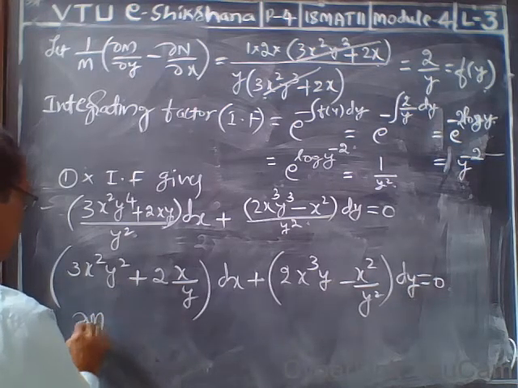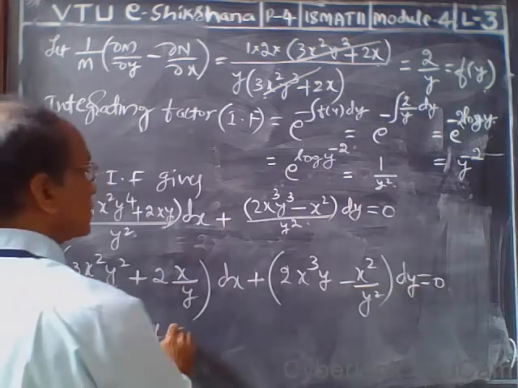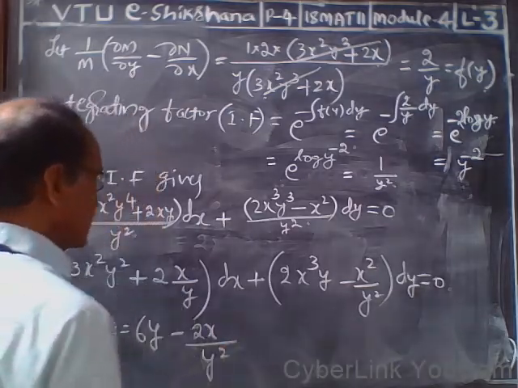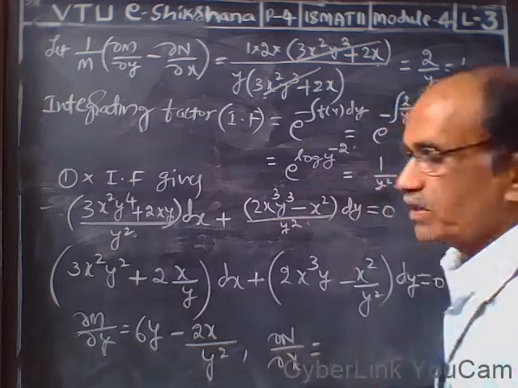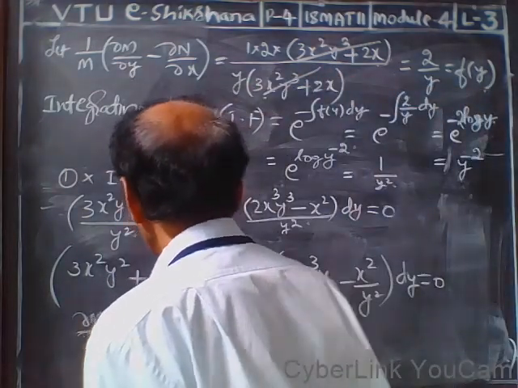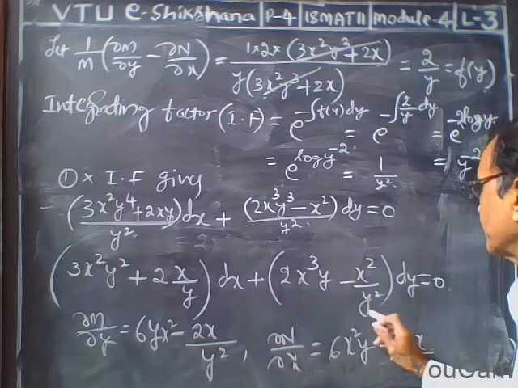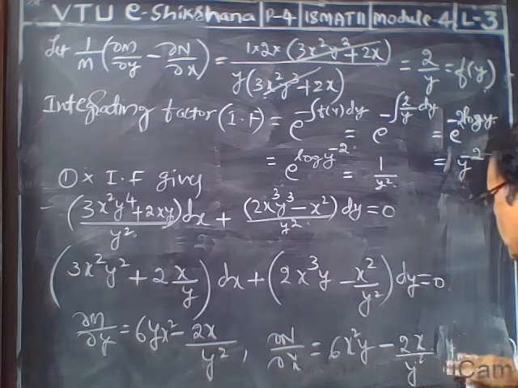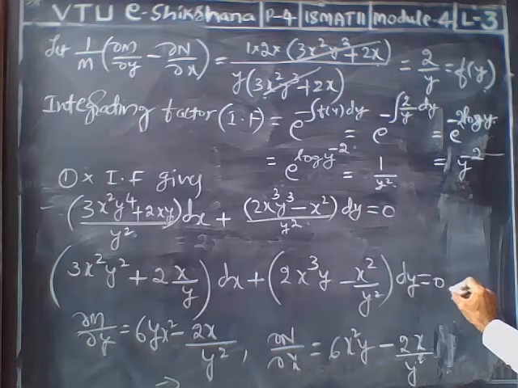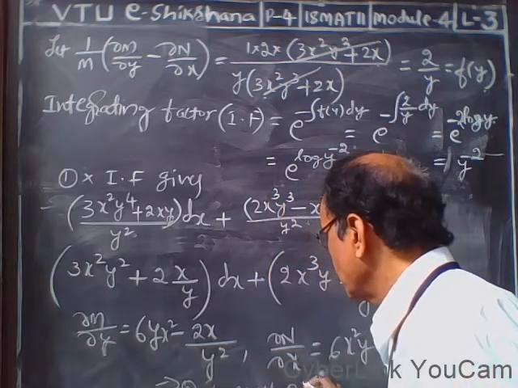Now, what is del M by del y in this case? Del M by del y is equal to 6y minus 2 times y to the power minus 1, that is minus 2x divided by y square you are getting. Then del N by del x gives with respect to x, 6x square y and minus with respect to x, that is 2x divided by y square. Sorry, del N by del x, that is 6x square y minus 2x divided by y square. You can see that both the values are same, then this is equation number 2, if we call equation 2 is said to be an exact ODE.